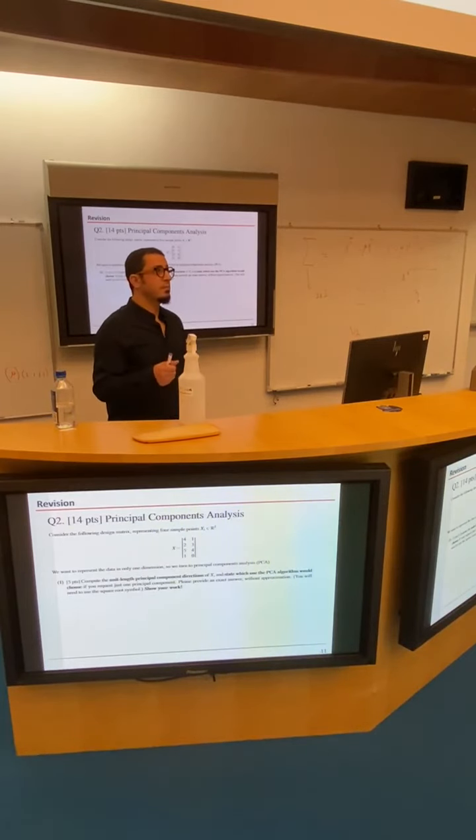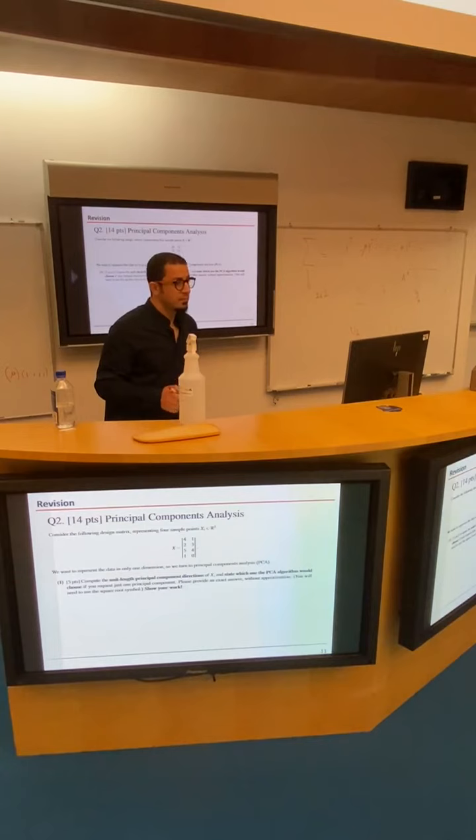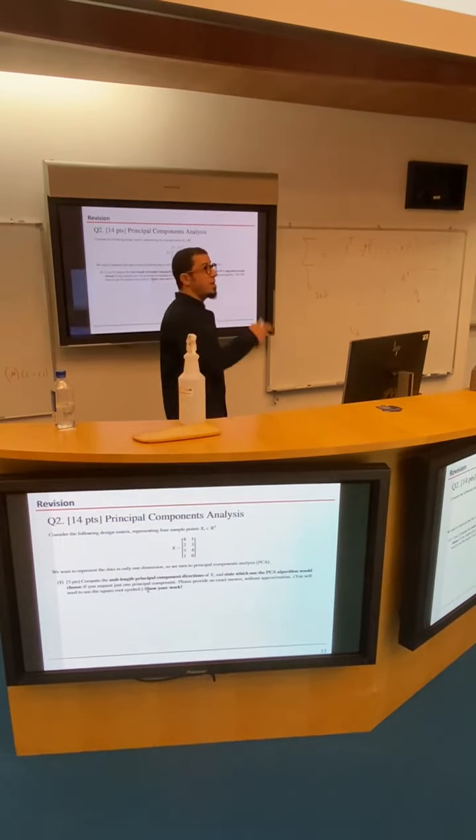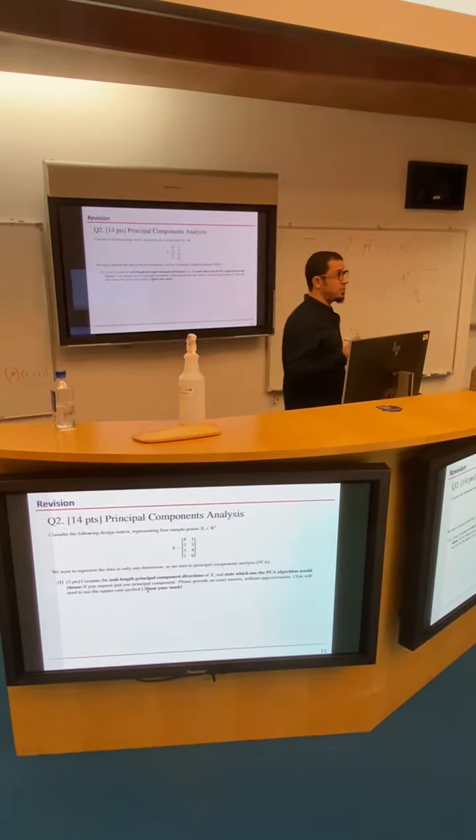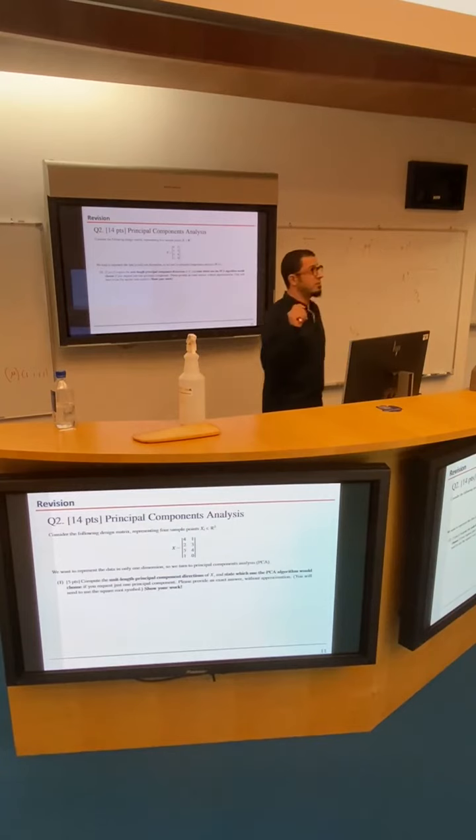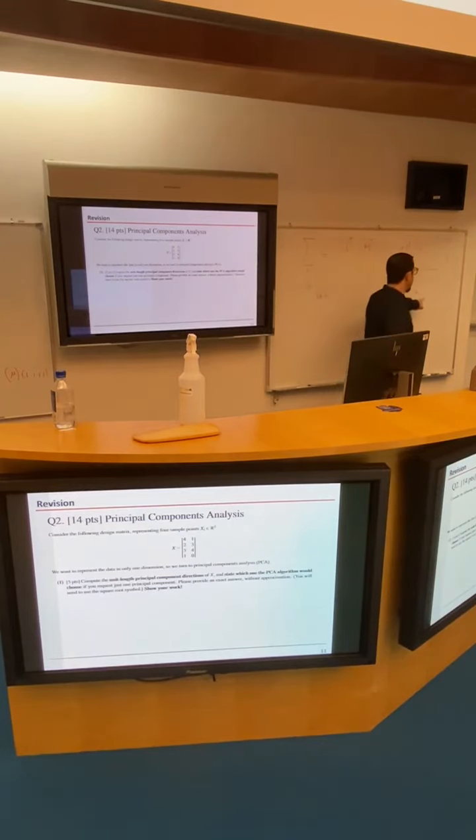So, Doctor, in the question, which PCA algorithm would you choose? Which one of the PCA algorithm would you choose if you request just one? If you want to do only one principal component, which one will you choose? The biggest one. Yes, as simple. So I say for example here, if you have 1 and 3, so here you choose V2.